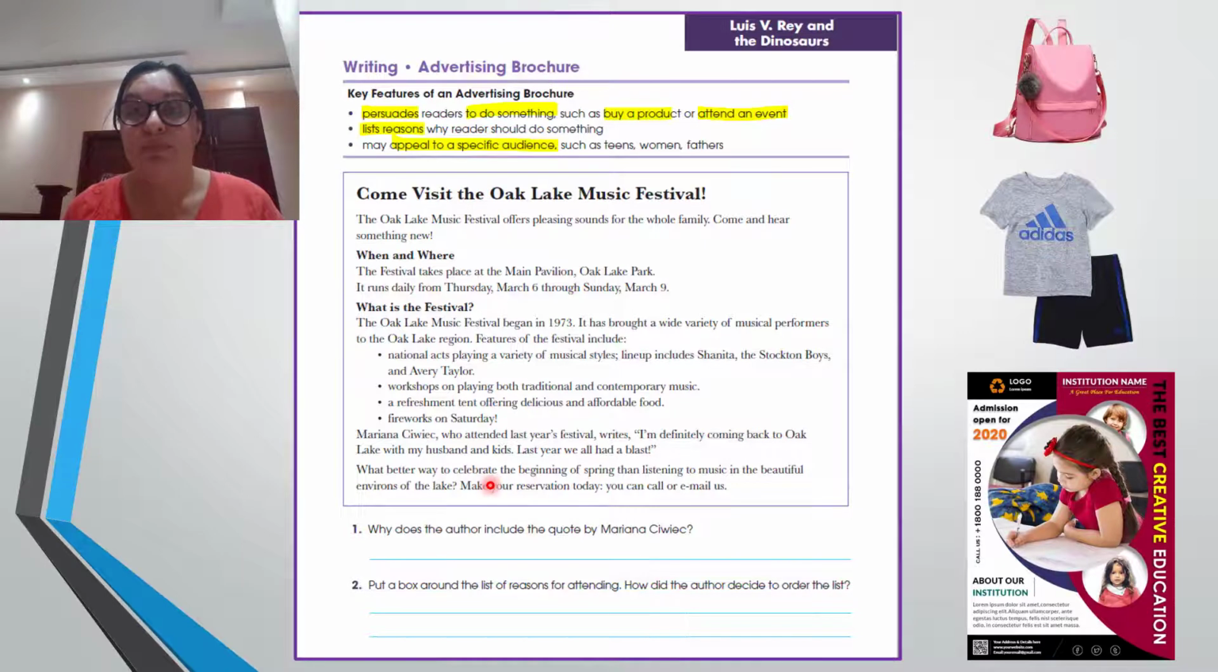So, read all the information please because you have to answer this. I'm going to help you with number 1. But you are going to do number 2 and you need to read all the information. And it says in number 1, why does the author include the quote by Mariana Civic? Why do you think the person who wrote this advertising brochure included what Mariana Civic said? Mariana Civic said, I'm definitely coming back to Oak Lake with my husband and kids. Last year we all had a blast. Why do you think the author included what this woman said?